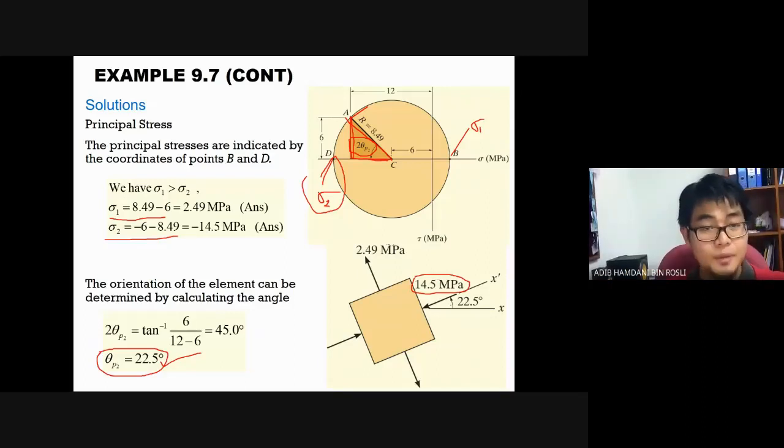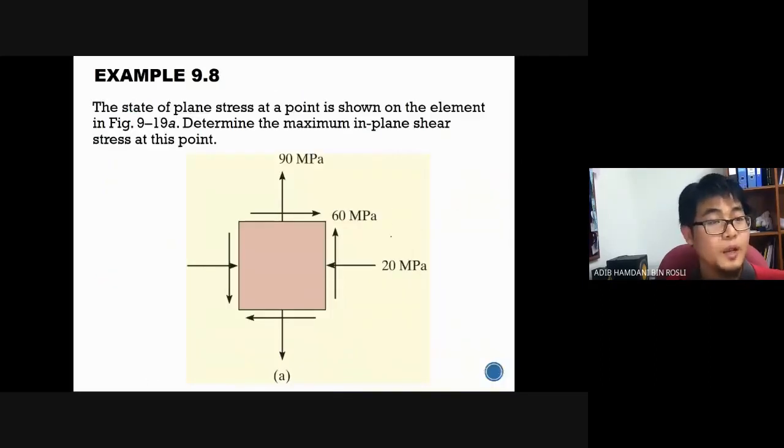On the other hand, when you rotate from A, which is x, to this, you reach sigma 1, which is this 2.49 megapascal, right? So it is 90 plus 22.5 degree angle, right? Oh, sorry, this one. Okay, now go to the next example.